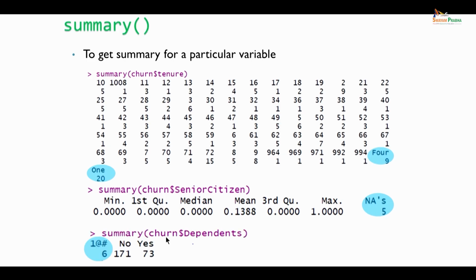We are also checking the dependent column. Since it is a categorical variable, it is showing you the frequencies under each category. We have 171 observations under no and we have 73 observations under S. We have another category called 1 at the rate of hashtag, that also has 6 observations.